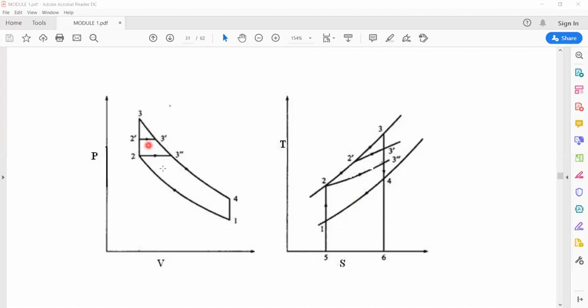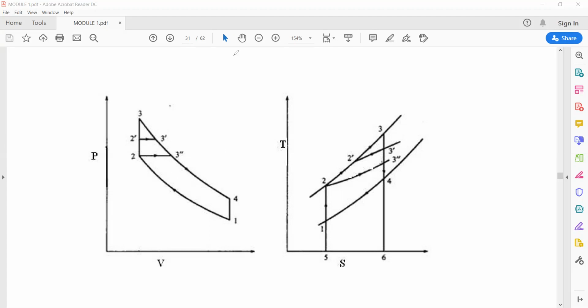Fine. Now observe the PV diagram and tell me which one has more area. The area for Otto cycle is more, so that's why net work obtained from the cycle is more. Next, the area for dual cycle is 1 2 2 dash 3 dash 4 1. This is the area for dual cycle, so that will give you net work output from the dual cycle. The third one is 1 2 3 double dash 4 1. This is the area for diesel cycle, so that will give you net work obtained from the diesel cycle.